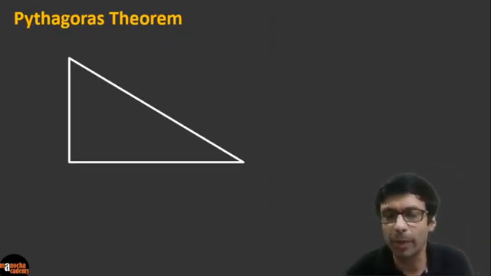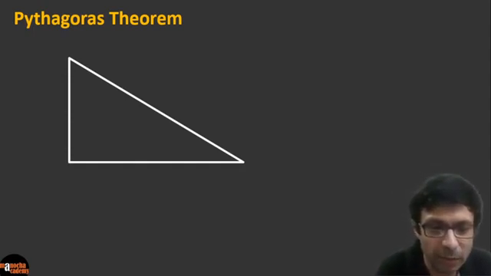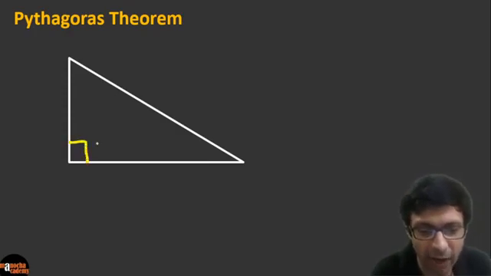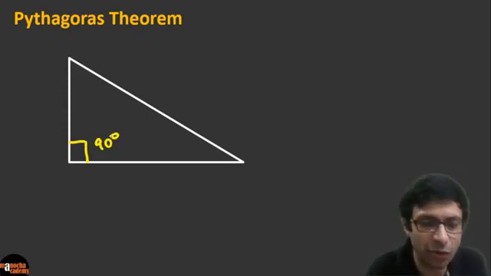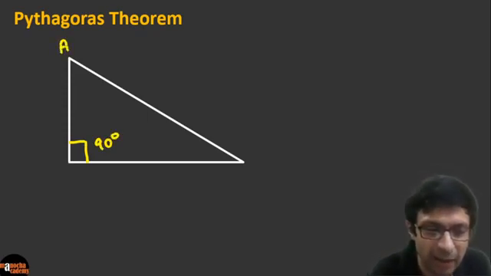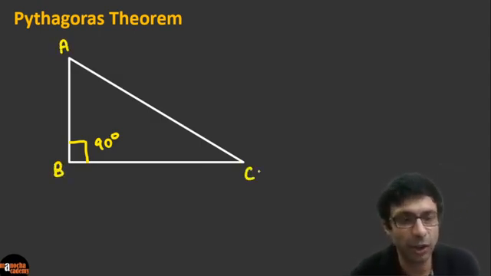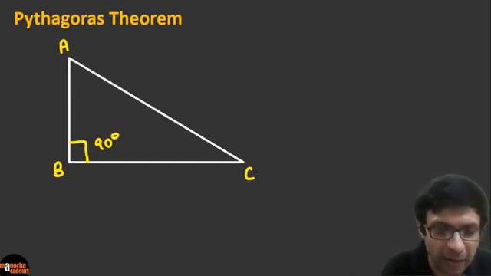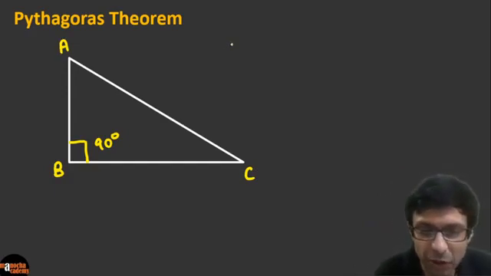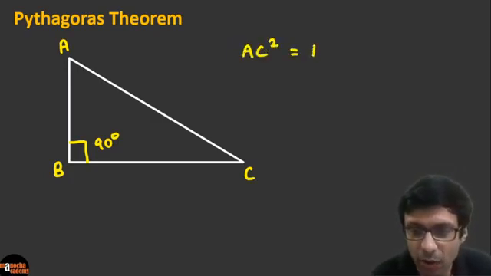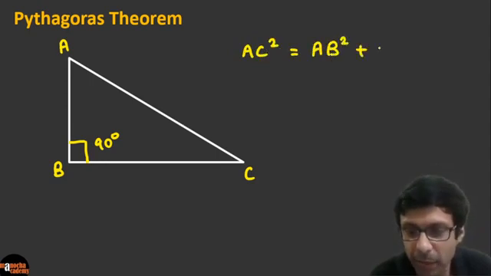Before we look at trigonometry, remember Pythagoras theorem. What does Pythagoras theorem say? If this is a right angle triangle, right angle means this is 90 degrees, and let's say the triangle is marked as ABC. What do we know from Pythagoras theorem? We can write this expression: the hypotenuse square, so AC square, is equal to AB square plus BC square.